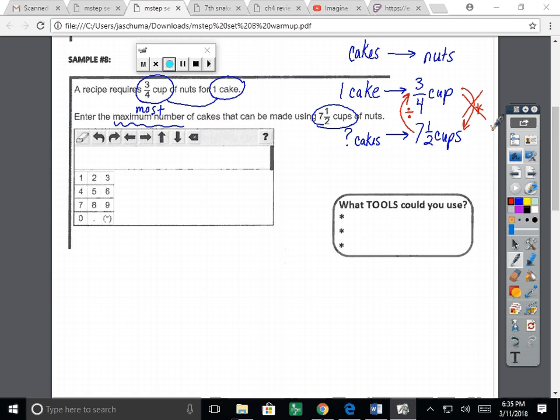What you could do for me is really use this workspace over here. We could really say this is 7½ and I am dividing or splitting it into groups of 3/4 because every single cake requires that amount. And I'm trying to figure out how many cakes I'm going to get.